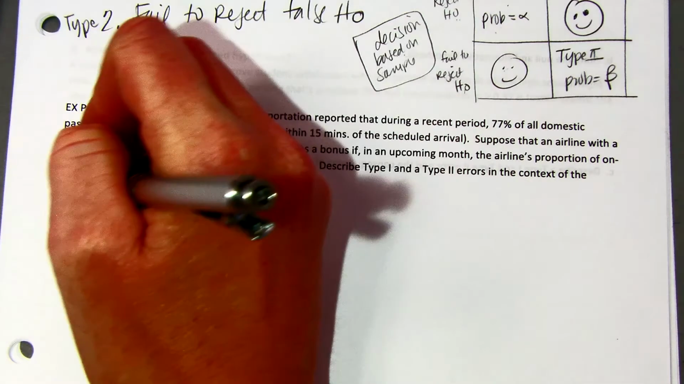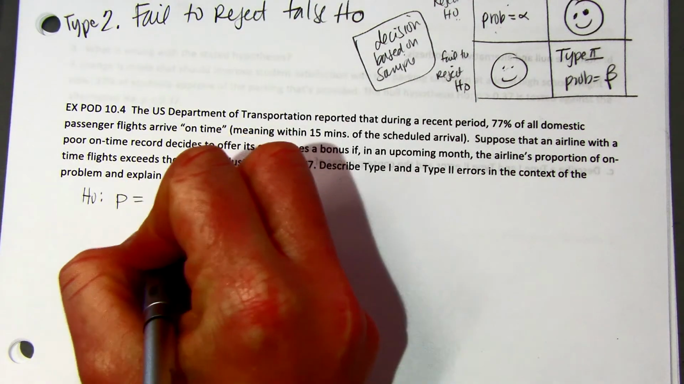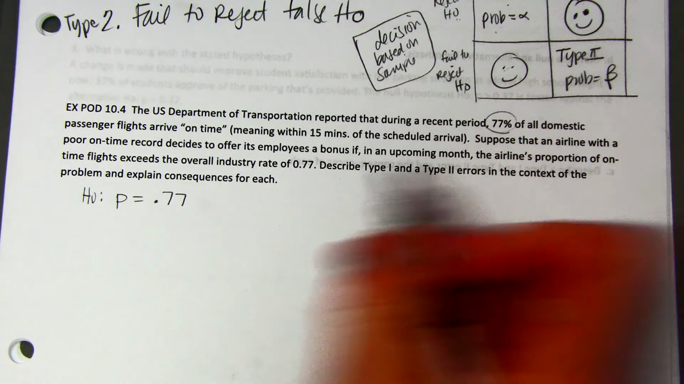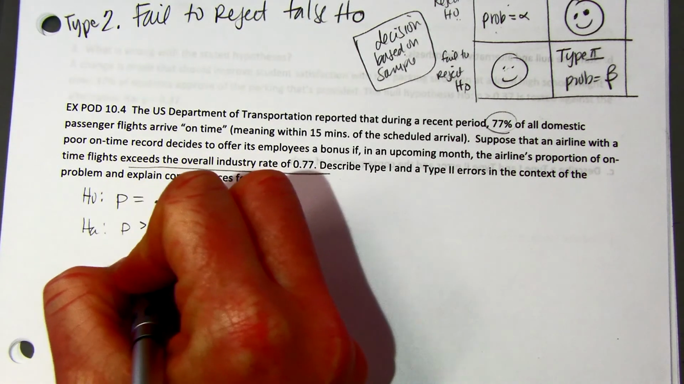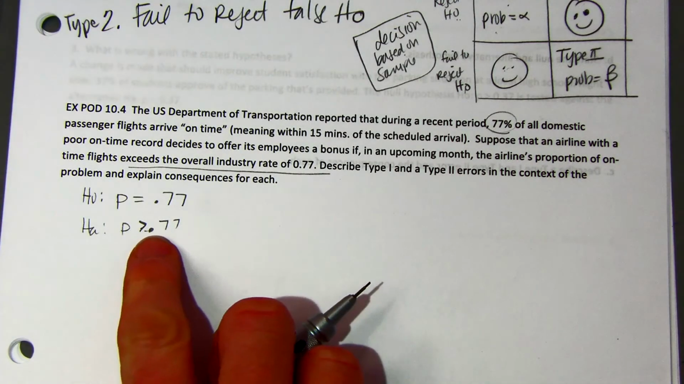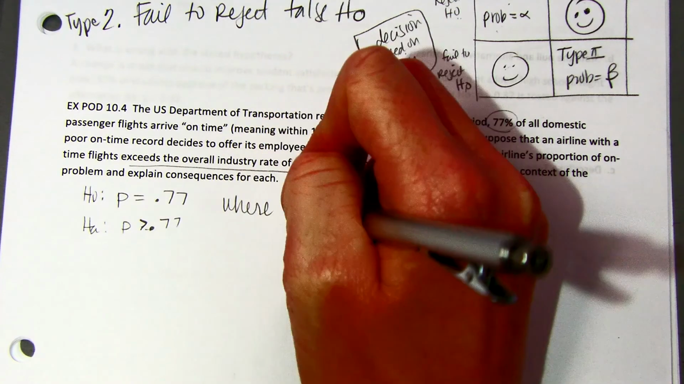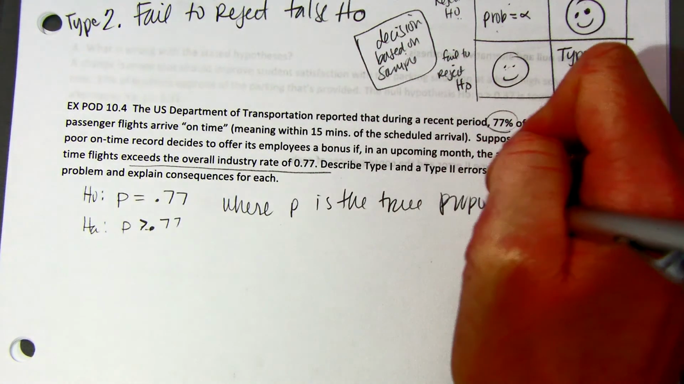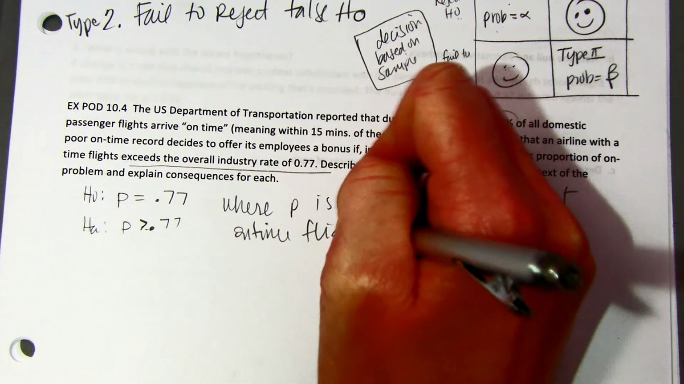Okay, so the null hypothesis is that there is no difference from the claim. So the claim is a 77% success rate, and we're looking at exceeding the overall industry rate. So the alternative is p greater than 0.77. So if we can exceed the industry rate, then we get a bonus. And I want to make sure to define what p is, where p is the true proportion of on-time flights for this airline.